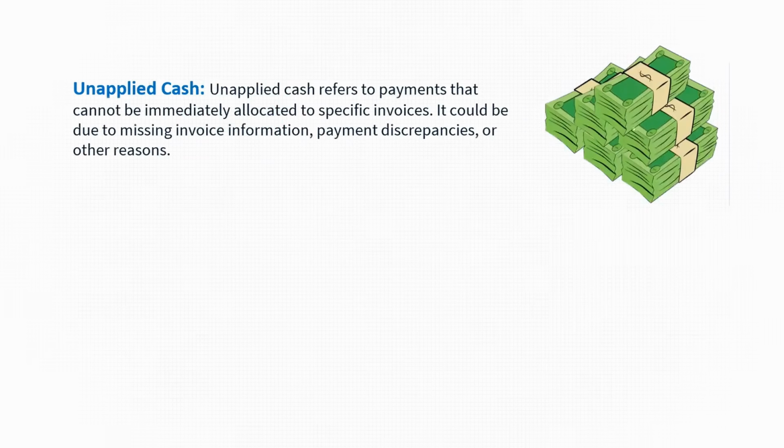Moving ahead, now let's talk about what is unapplied cash. So unapplied cash refers to a payment that cannot be allocated to a specific invoice. It could be due to missing invoice information, payment discrepancies, or other reasons. So let's suppose you have received a payment, but you have not received the information related to that particular payment. So it will be very difficult for you to identify the invoice and clear the outstanding balance.